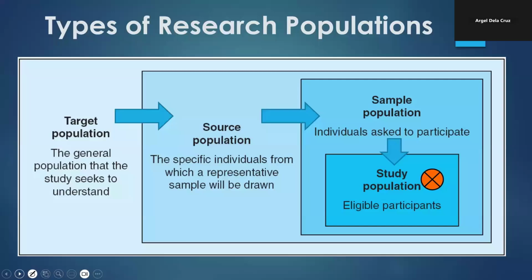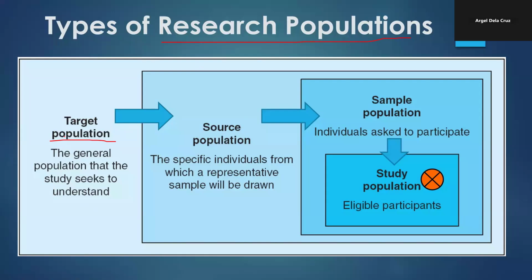Okay, next. So your types of research population. You have your research population, which is your target population. So this is your research population actually, target population. So other term for your research population is your target population. This is basically the general population that you seek to understand.